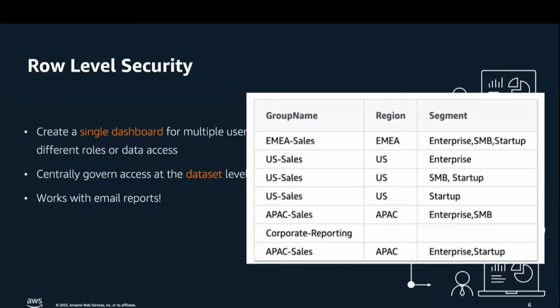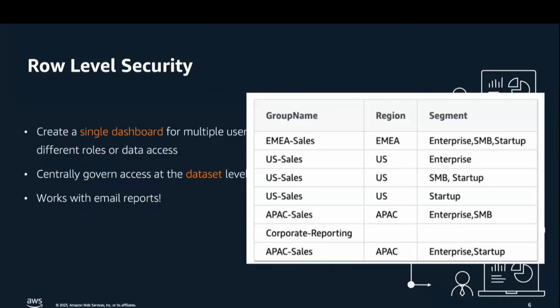Now, this is compared to the next group, if we scroll down to the corporate reporting. This particular group has empty fields for region and for segment. So in situations like this, where we have a row for a group or a user, but all of the other columns in our rules data set are null, this just gives the group access to all of the data. So users who belong to our corporate reporting group can see data across all 3 regions and across all 3 segments.